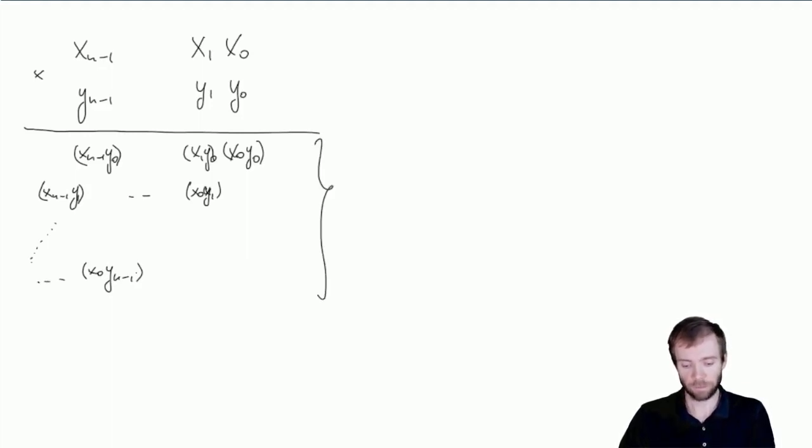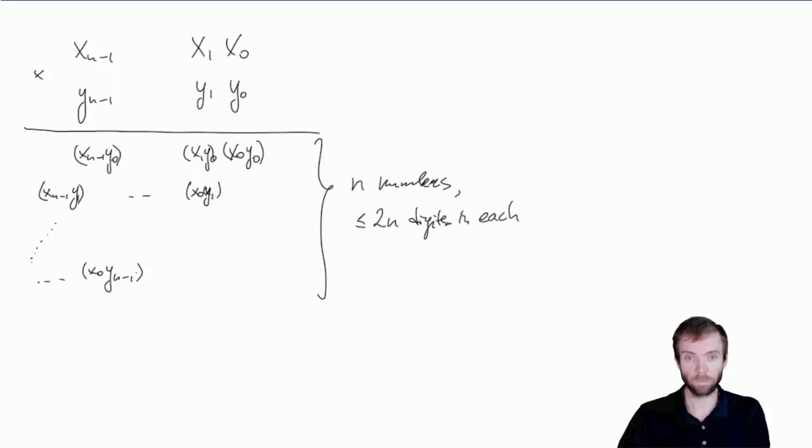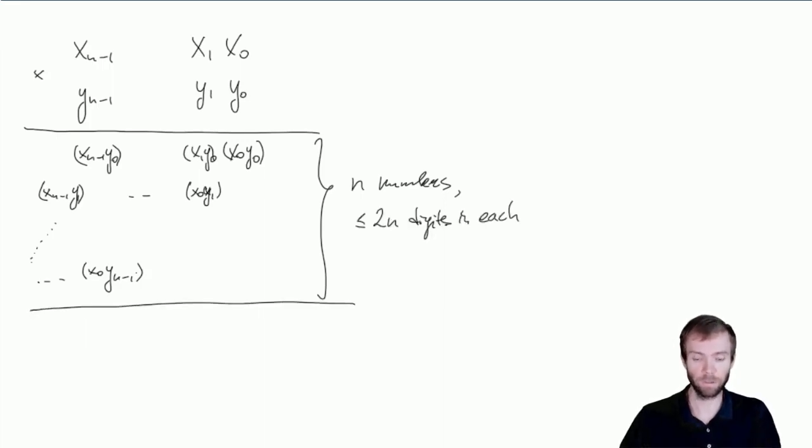So how many numbers do we have in total? We have n numbers to add. Each number consists of a different number of digits, but what is the highest number of digits in all of them? 2n digits in the largest of the numbers. And by adding them up, we'll get the result.